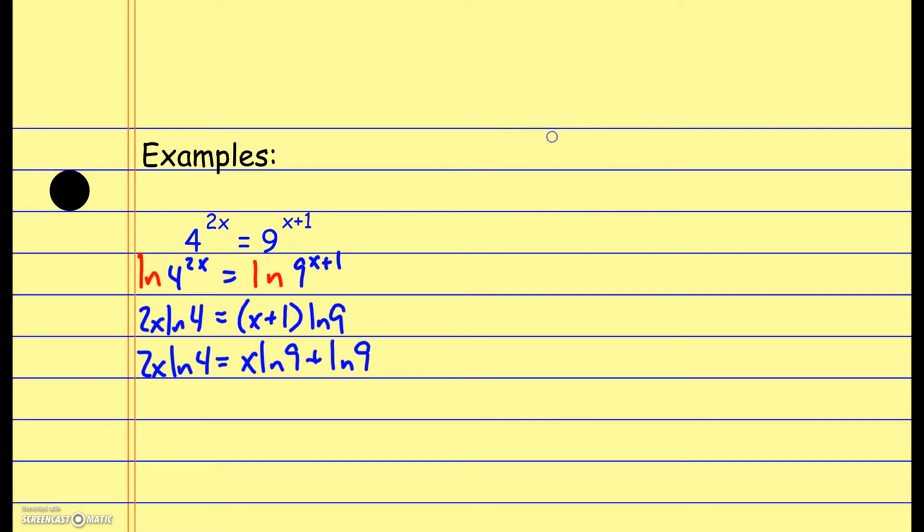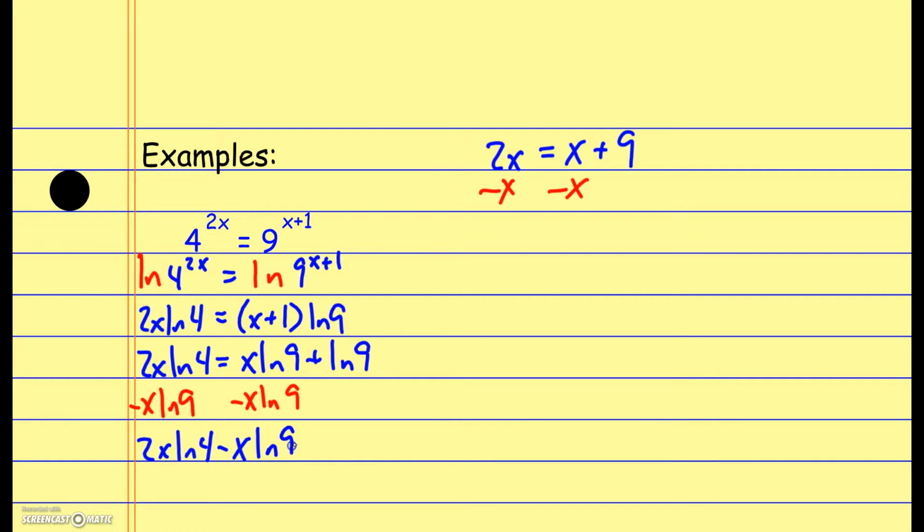Now from here, again, if I were thinking about this example, if I had something like 2x equals x plus 9, if there were no logarithms involved, I would immediately try to get all the x's on the same side. I would subtract the x from each side. Well, it's the same thing down here. I want to get all the things that have x in it on the same side. So I'm going to subtract this x natural log of 9 from each side. Okay? And so when I do that, what I have left is I get 2x natural log of 4 minus x natural log of 9 equals the natural log of 9. So now I've got my x values all on the same side.